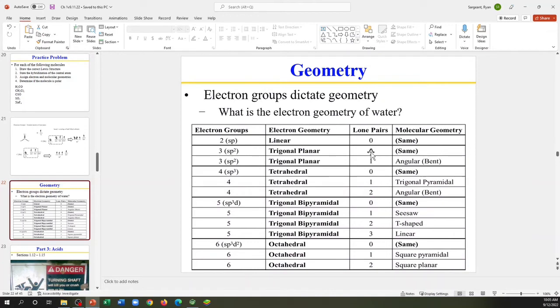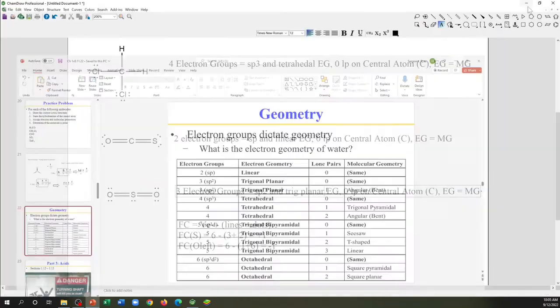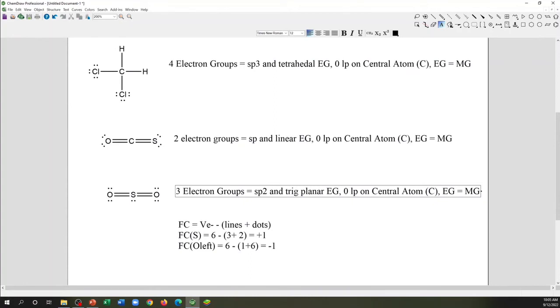The options we're most likely to see is that the central atom either has 0 lone pairs, in which case the molecular geometry would be the same, or it has 1 lone pair, which causes the molecular geometry to be bent. And so if we go back to this, there is 1 lone pair on the central atom, which in this case is sulfur. Therefore, your molecular geometry and electron geometries are not the same, and your molecular geometry is bent.